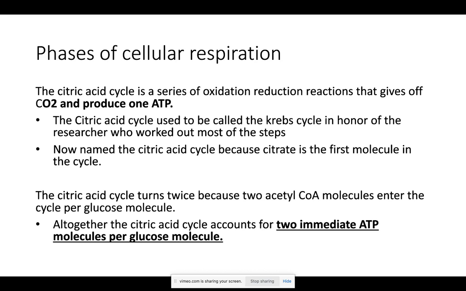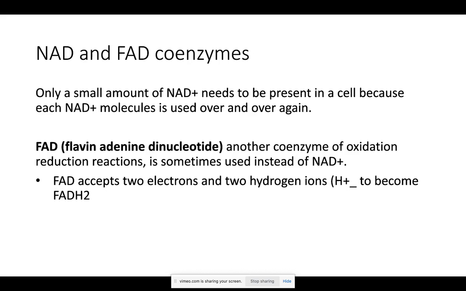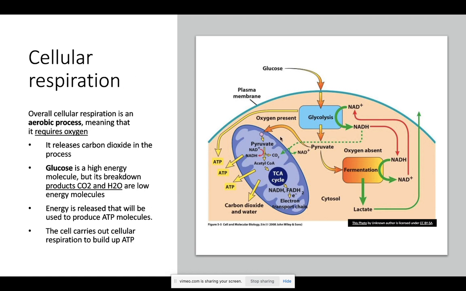Moving on, the citric acid cycle is then going to be a series of oxidation reduction reactions that gives off carbon dioxide and produces 1 ATP. So going back to this picture over here, you have glycolysis. If oxygen is present, we're going to undergo cellular respiration. We're going to produce pyruvate through glycolysis. Pyruvate is a substrate that is going to then enter into the mitochondria, go through this preparatory reaction, and then produce acetyl-CoA. That's what I want you guys to see from that.